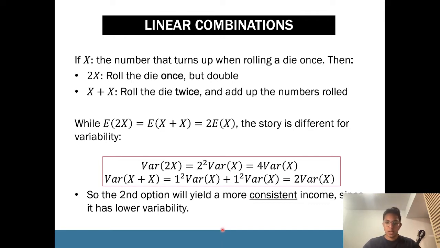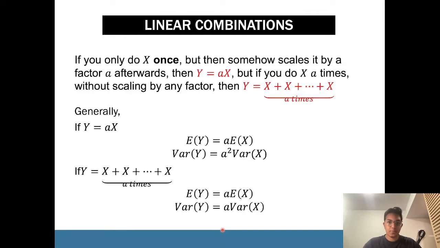Cool. Hopefully that made sense. So what does that mean in terms of us running the calculation? If we were to do this question another time, how would we actually solve it? The general rule is written here. If you only do x once, but it then scales by a factor of a, then your combination variable is equal to a times x, right? Because you've run your outcome once, and then it's going to change by some factor a.